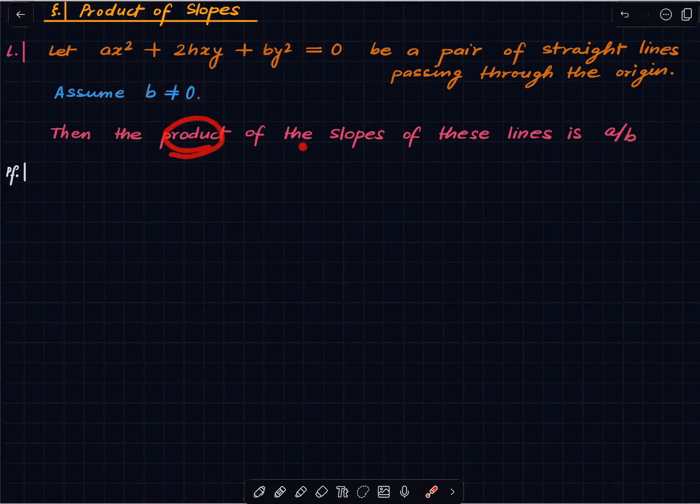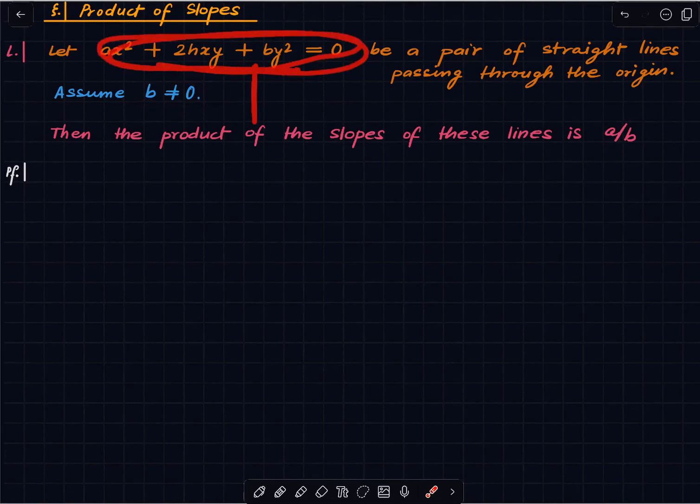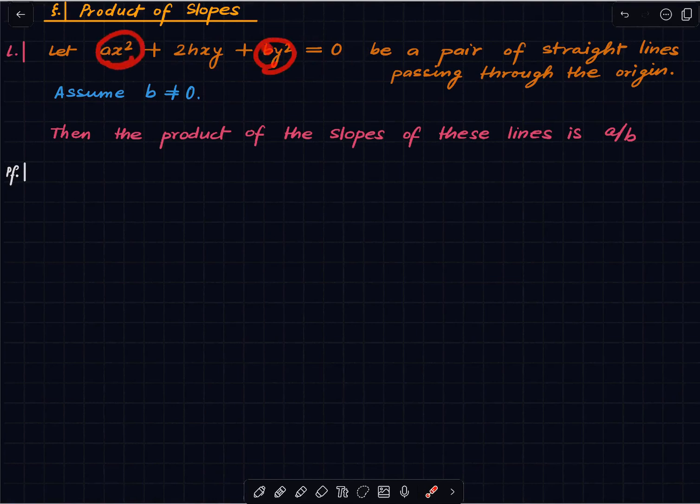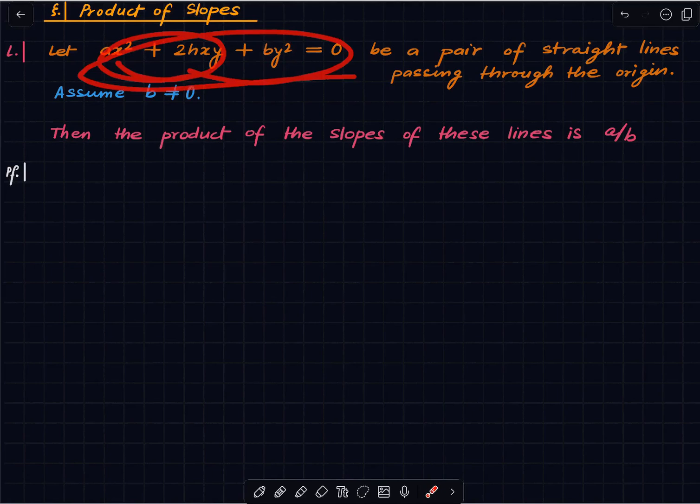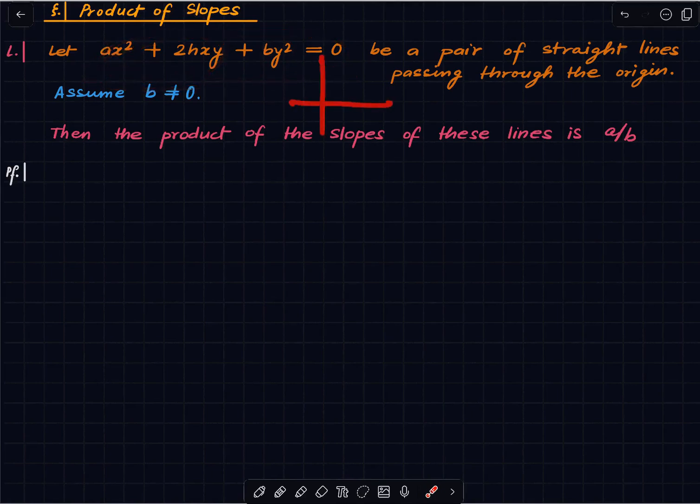Then the product of the slopes of these lines is a by b. So this assumption b non-zero is important because otherwise we won't be able to write this expression. Also, b equals 0 just means that the vertical line is one of the lines expressed by this equation. Because if you substitute b equals 0, you get this much is 0, which if you take x out, you will see that x equals 0 is a solution to this equation. So if you have a vertical line, then asking for the product of the slopes of the 2 lines is kind of meaningless because the slope of the vertical line is infinity.